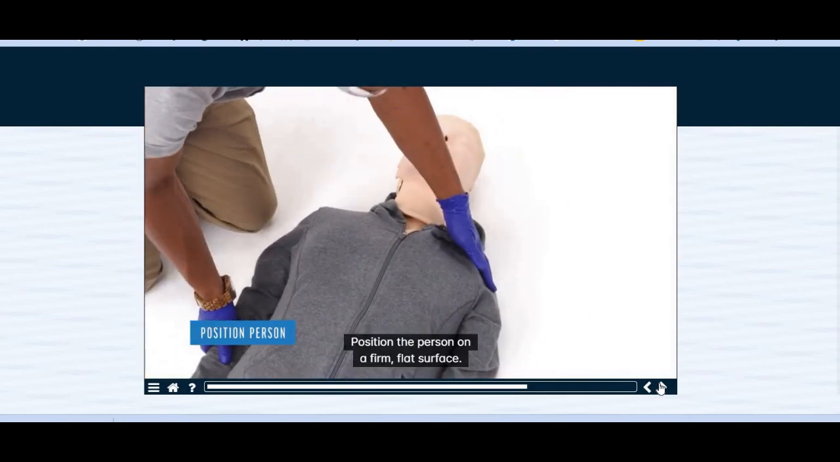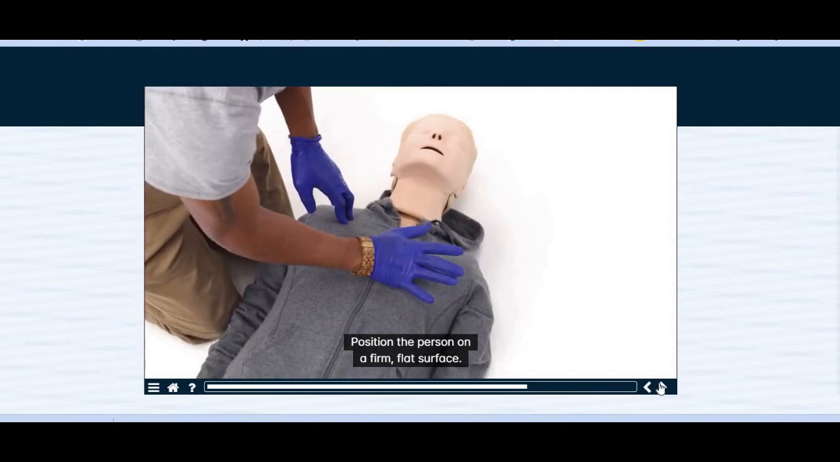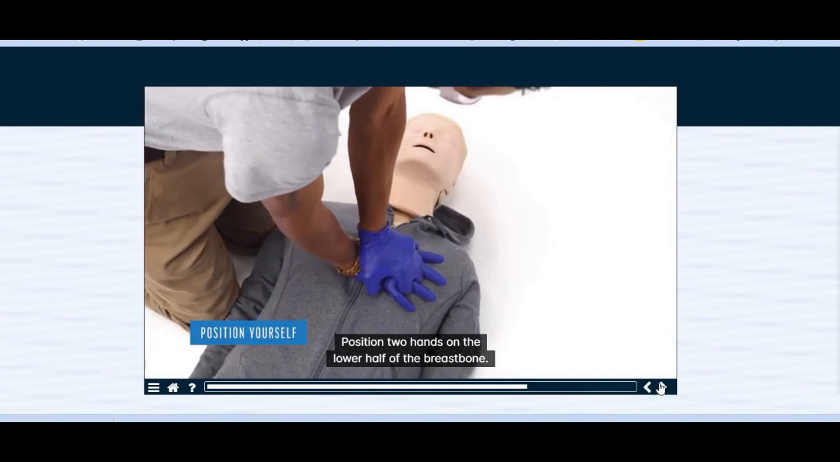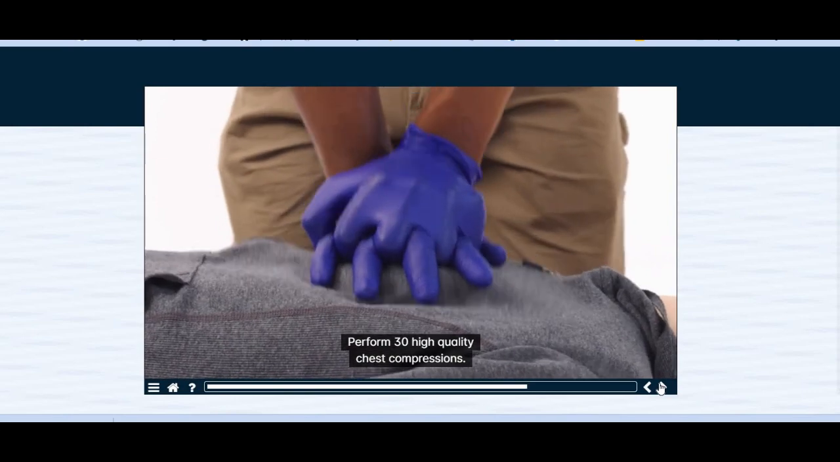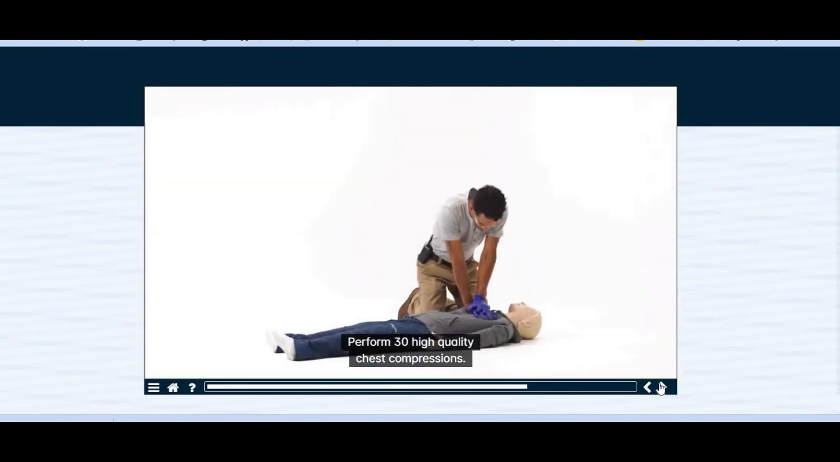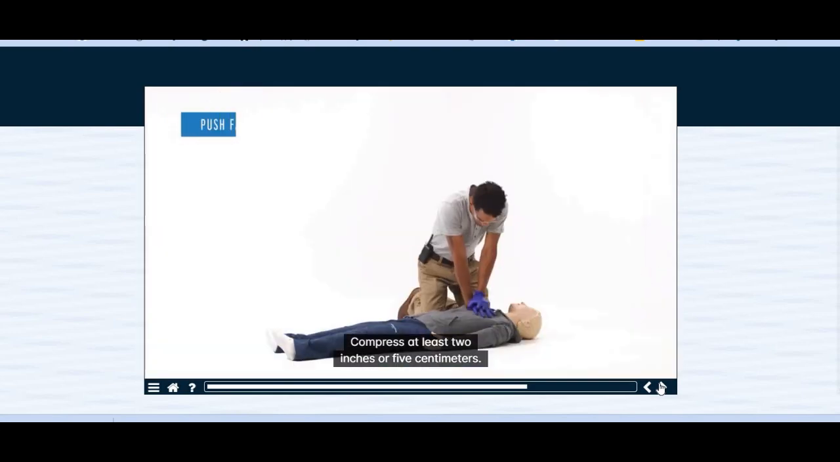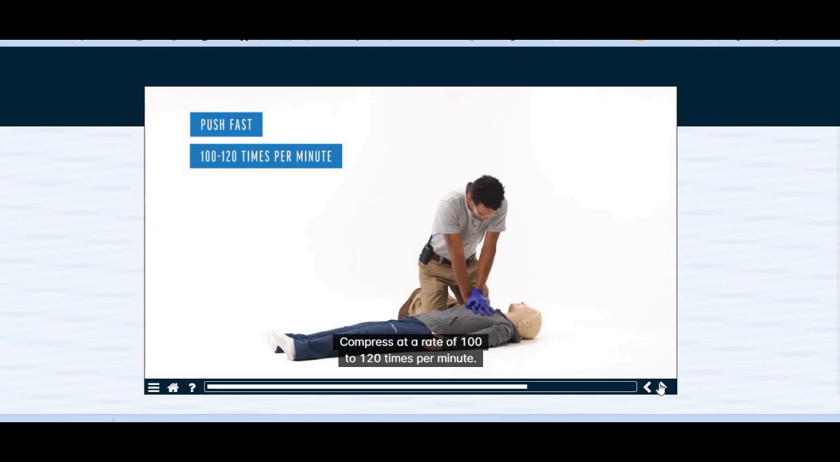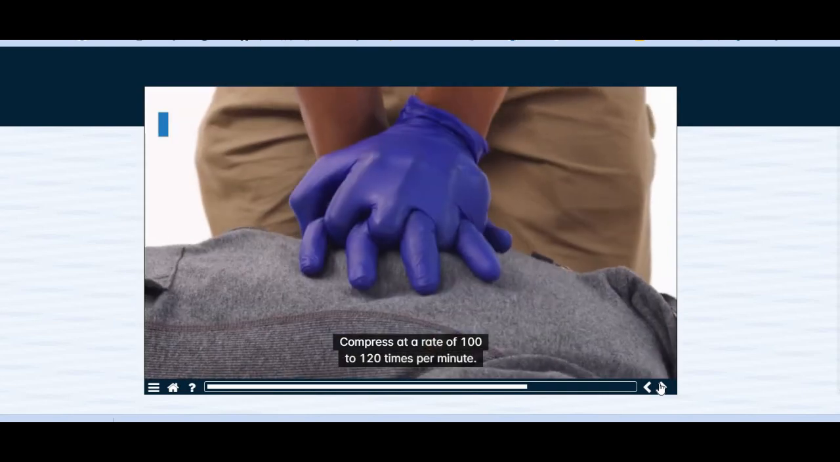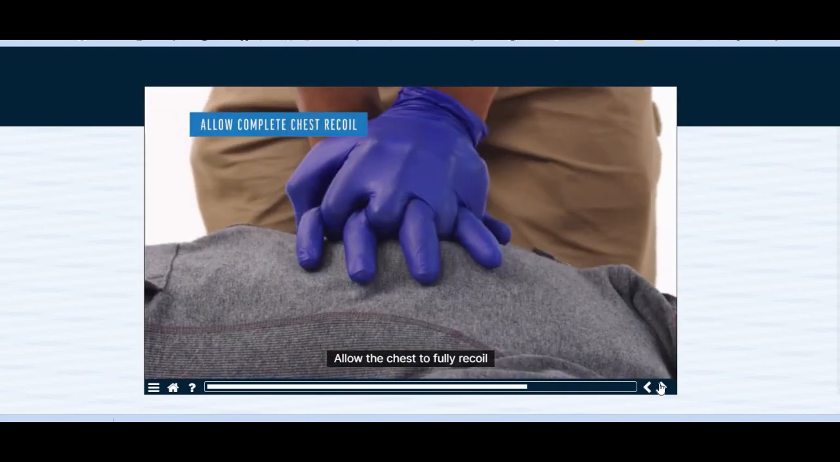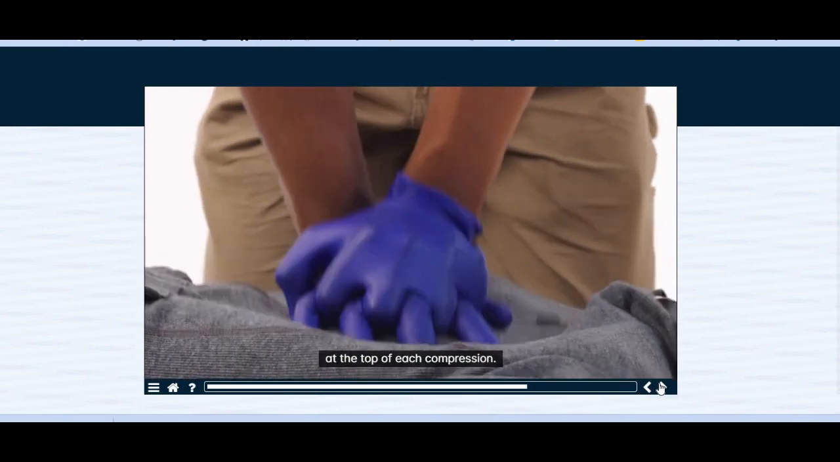Position the person on a firm, flat surface. Position 2 hands on the lower half of the breastbone. Perform 30 high-quality chest compressions. Use upper body weight to compress. Compress at least 2 inches or 5 centimeters. Compress at a rate of 100 to 120 times per minute. Allow the chest to fully recoil at the top of each compression.